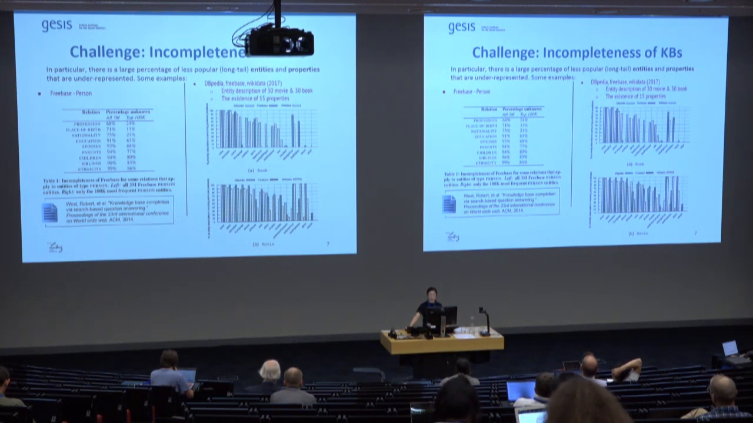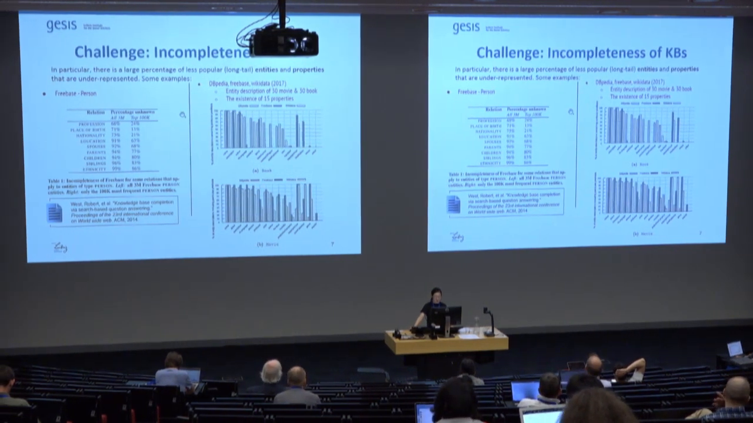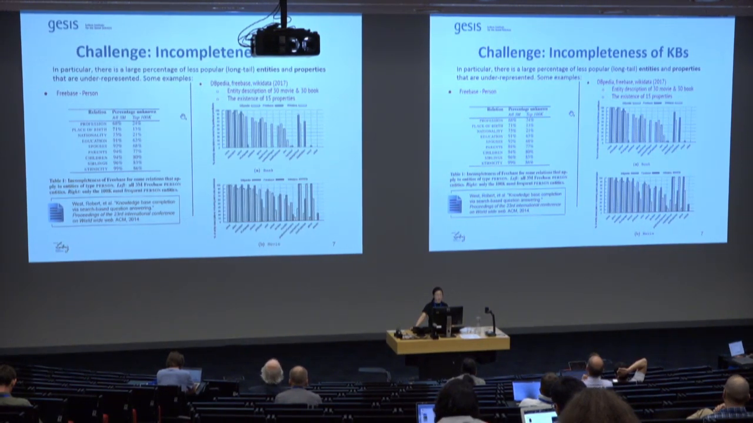Even for the most frequent entities, the top 100,000 frequent person entities, 13% of persons are missing place of birth. On the right side is a snippet taken from our experiment data set, where we randomly selected 30 movies and 30 books from Wikipedia.